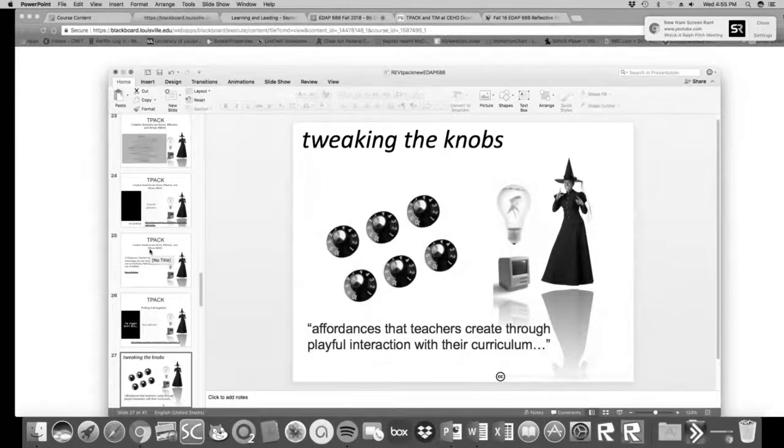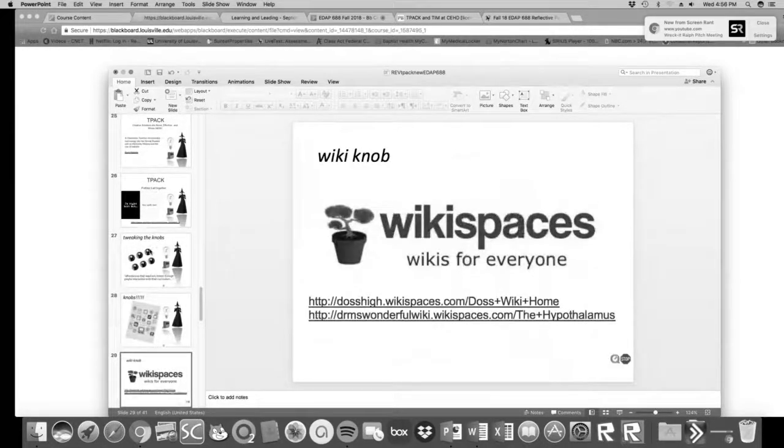In the presentation that was done by Punya and Koehler, they used a phrase called tweaking the knobs. What they meant by that is the knobs are those affordances, and an affordance is something you use to do something. The brake on your car is an affordance to have the car stop. Affordances that teachers create through playful interaction with their curriculum. If we don't give teachers an opportunity to play with technology and to build expertise in it, or at the very least, an understanding of it, then we can't expect them to incorporate that into their curriculum. Because to that point, they don't understand how the whole thing fits.